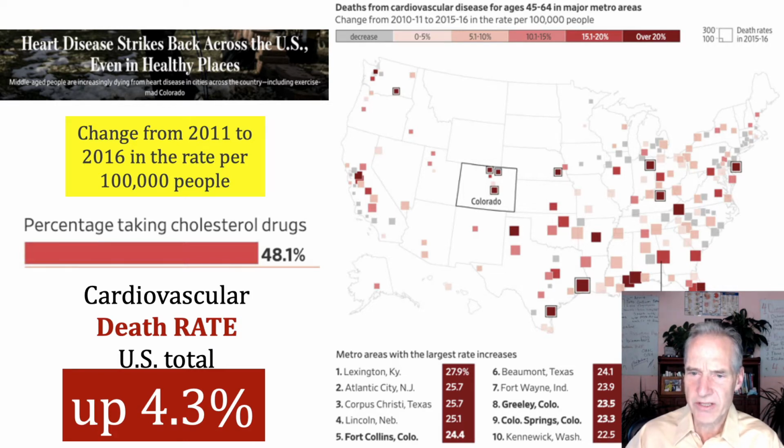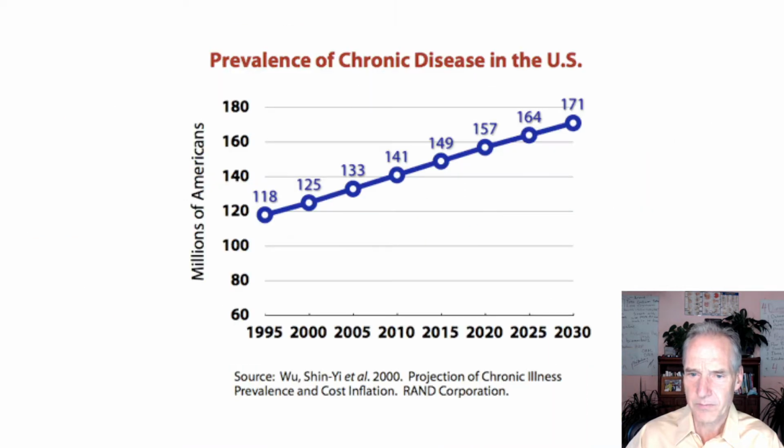And what we're seeing is that even in healthy places, chronic disease mortality from cardiovascular disease is up, and in some places around the country, it's up double digit from 2011 to 2016. This is unacceptable. What we see here from the RAND Corporation, based on the last slide, is that the trajectory for chronic conditions in America is significantly up. So we have to admit that the standard of care and the management of chronic conditions is not solving the underlying problem.